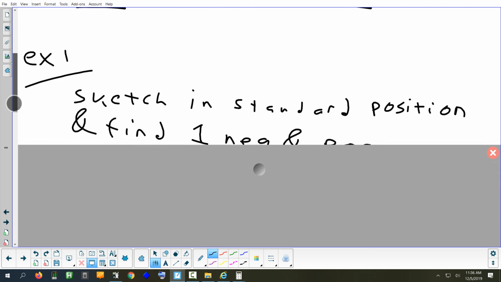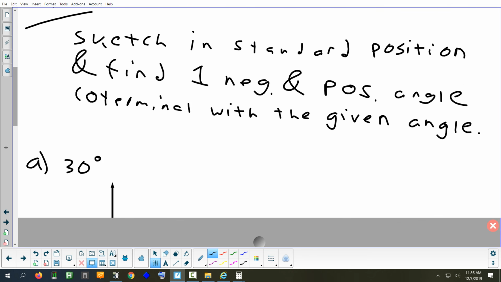Great. So, we're going to look at an angle, sketch a picture of it, and then find an angle that's coterminal with it that's positive, and one that's coterminal with it that's negative. So just adding and subtracting 360.